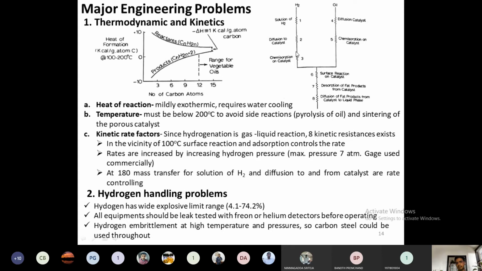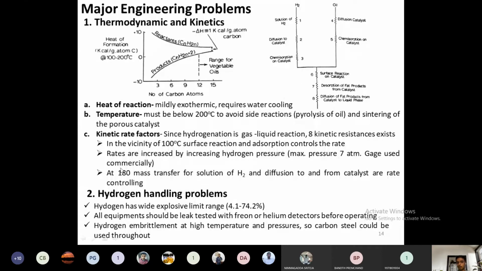Then the next rate will be possible. In order to increase the rate, the hydrogen pressure could be increased above atmospheric pressure, up to a maximum of 7 atmospheres gauge. We can increase the hydrogenation pressure in order to increase the rate of the reaction. Then the next one, see how the mechanism is changing. The initial control steps, when the reaction temperature is in the vicinity of 100 degrees centigrade, are resistances 3, 5 and 6 as the rate controlling steps.